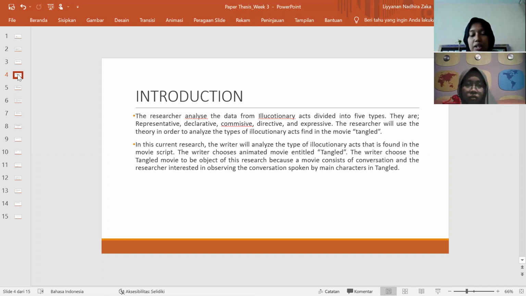The writer chose the animated movie entitled Tangled. The writer chose the Tangled movie as the object of this research because a movie consists of conversation, and the researcher is interested in observing the conversation spoken by the main character in Tangled.